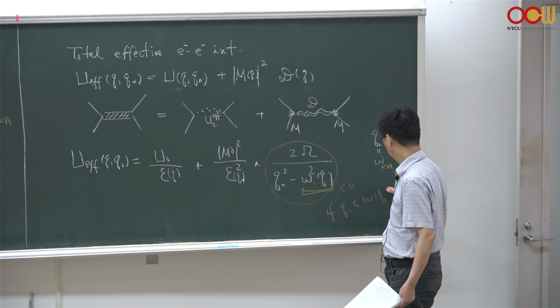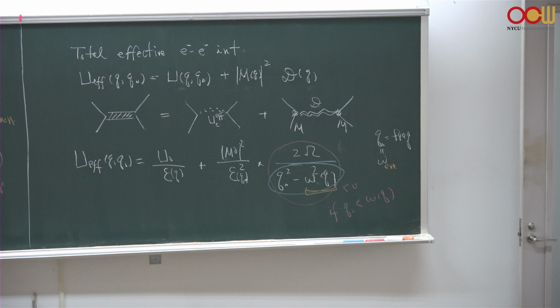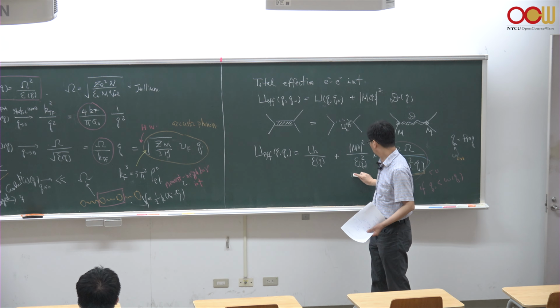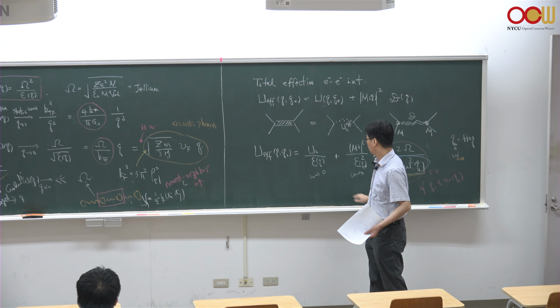Excuse me. Your Q0 is a kind of external frequency, right? Yes. So the epsilon is a function of Q0 and of both Q and Q. But remember, we're using RPA, and in the static limit, omega goes to 0. Of course, you can put this back.